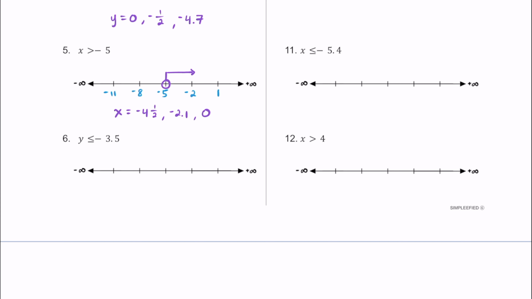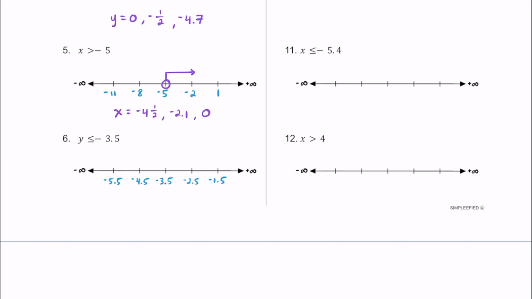Moving on to number 6, we have this inequality of y is less than or equal to negative 3.5. Let's go ahead and put negative 3.5 right in the middle of our number line, and then let's just skip count by 1s maybe. So this would be negative 2.5, negative 1.5, so just going by 1. That means this would be negative 4.5 going smaller, and then negative 5.5 to go even smaller.